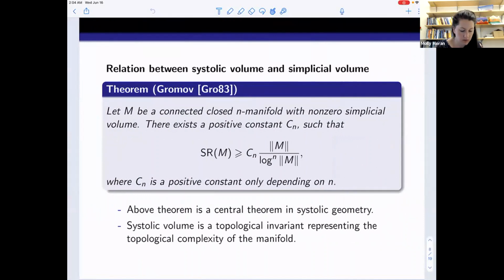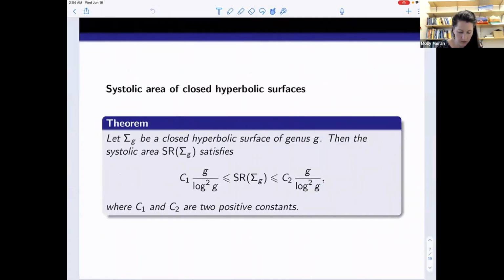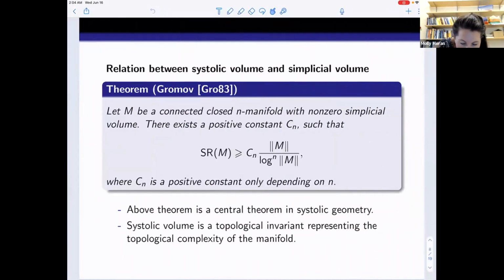Here, we have a general theorem for the systolic volume. It can be considered as a generalization for the hyperbolic surface. The theorem is, if we consider a closed n-manifold with non-zero simplicial volume, then we have a relation between the systolic volume and the simplicial volume. The systolic volume is bounded below by a constant c_n times the simplicial volume over (log simplicial volume) to the nth power.